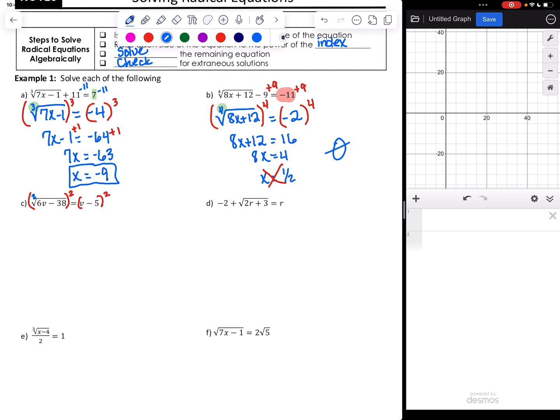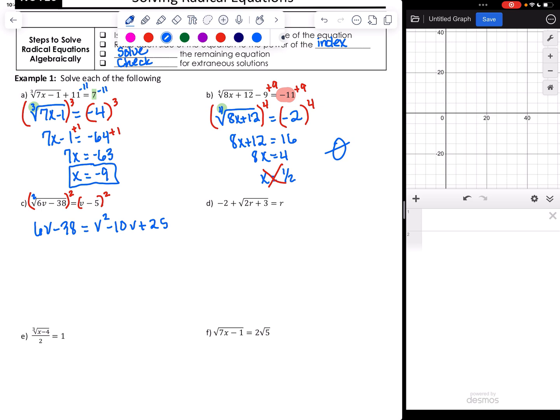So when we do that, that leaves us 6v minus 38. And if I square v minus 5 quantity squared, I get v squared minus 10v plus 25. Now, this is the first problem where we've had a quadratic equation to solve. In all the other equations, we had linear equations to solve. So for a quadratic equation, I usually try to solve them by factoring, but you could also use the quadratic formula.